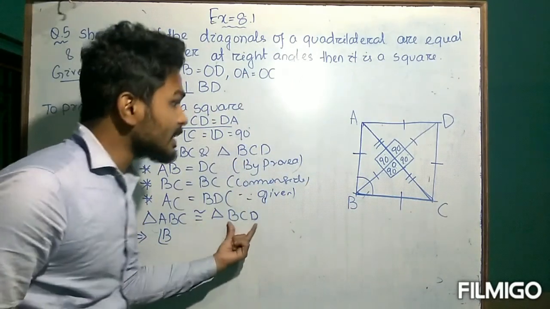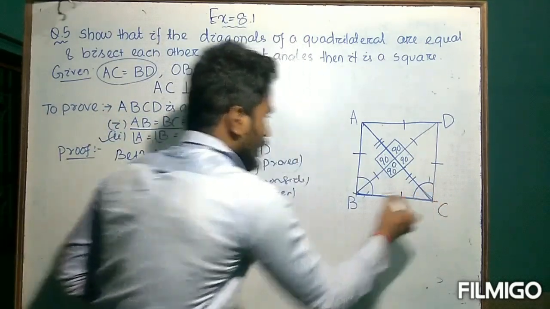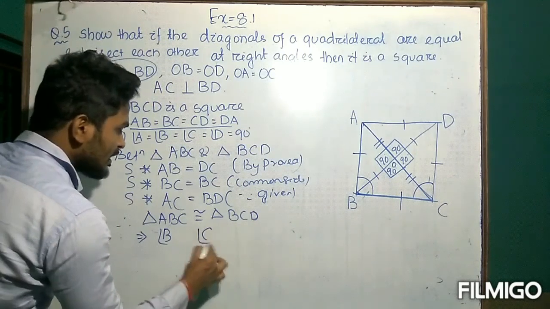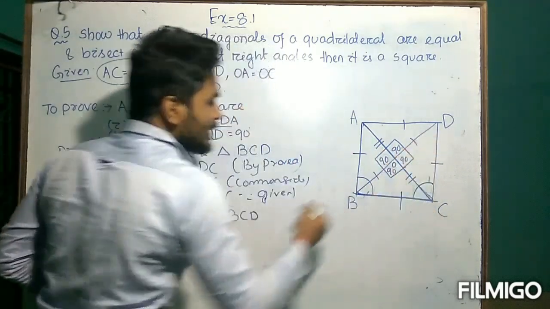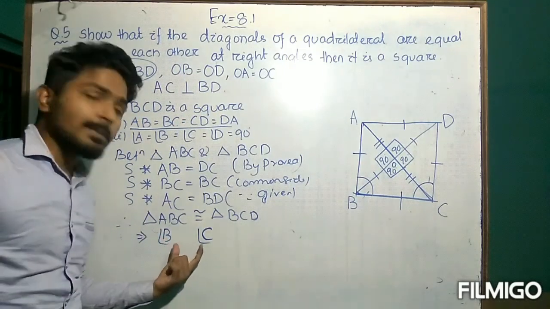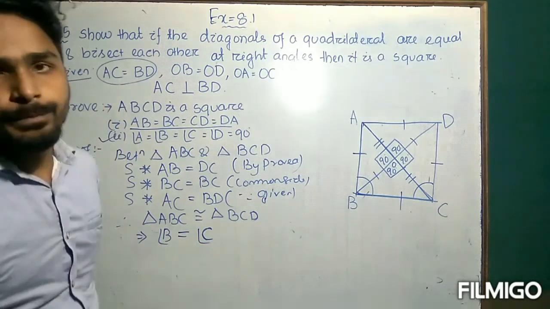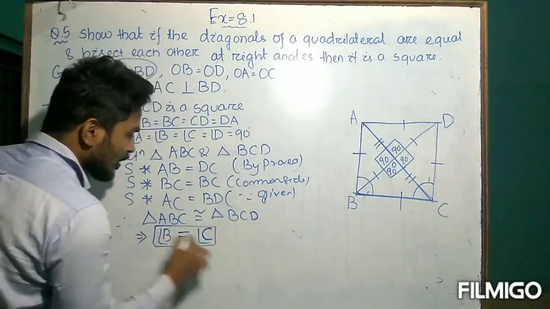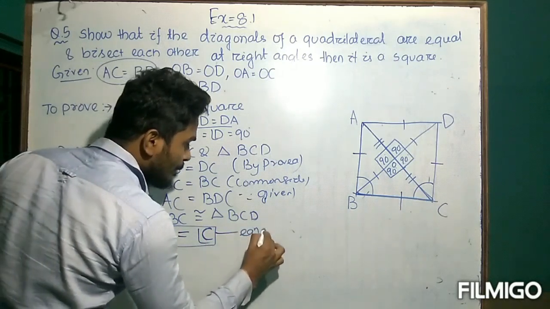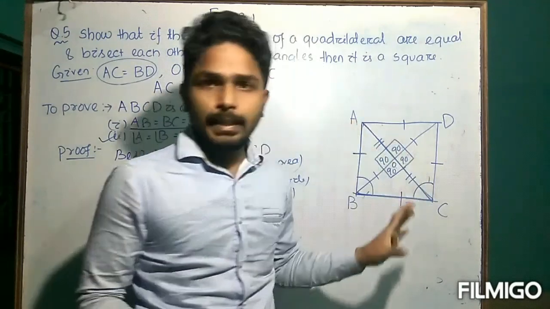Similarly, for the triangle BCD, C is an angle. Since it is given that triangle ABC is congruent to triangle BCD, we can write that their corresponding angles must be equal. So they are equal now. This is our equation 1. We have found this conclusion by making the two triangles ABC and BCD congruent.